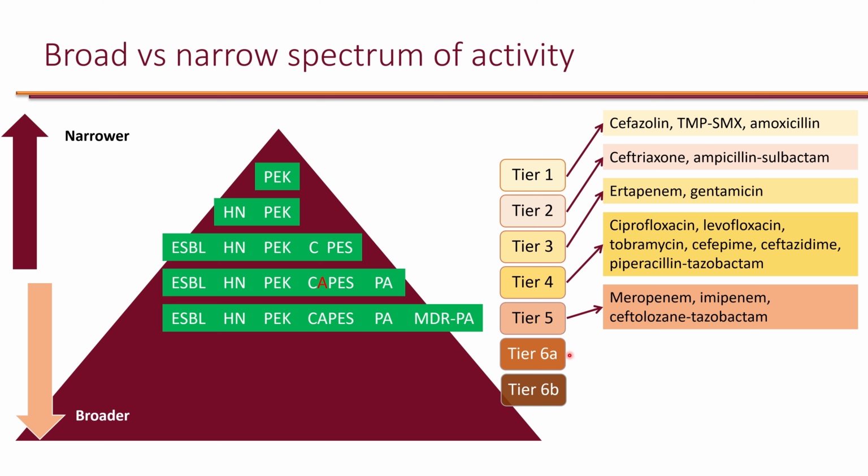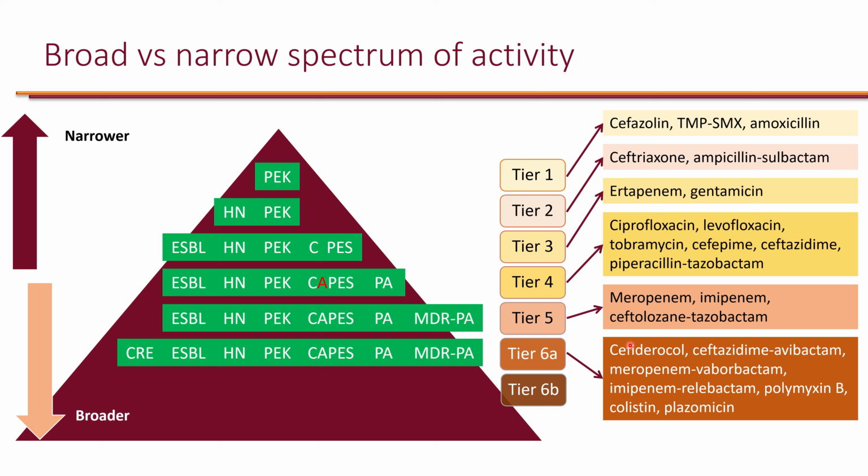And then tier 6, they are still active against multi-resistant Pseudomonas, but in addition, they also have activity against carbapenem-resistant Enterobacterales. So some Enterobacterales, of course, can develop ESBL, but a smaller portion of them can also develop resistance to carbapenems. So if we have E. coli resistant to meropenem, for example, that's when we want to go to tier 6. So these are really reserved for when we have these difficult to treat organisms.